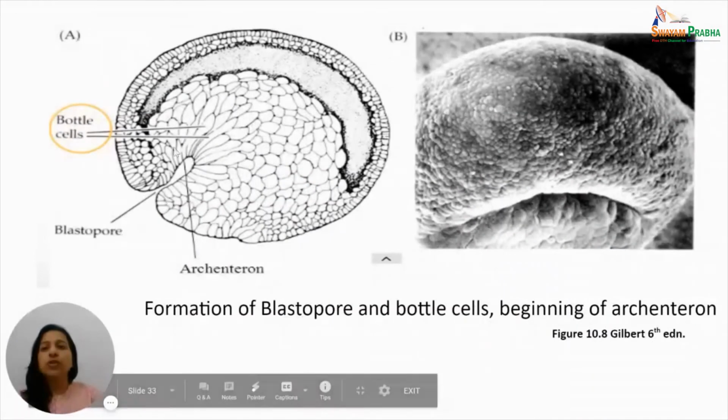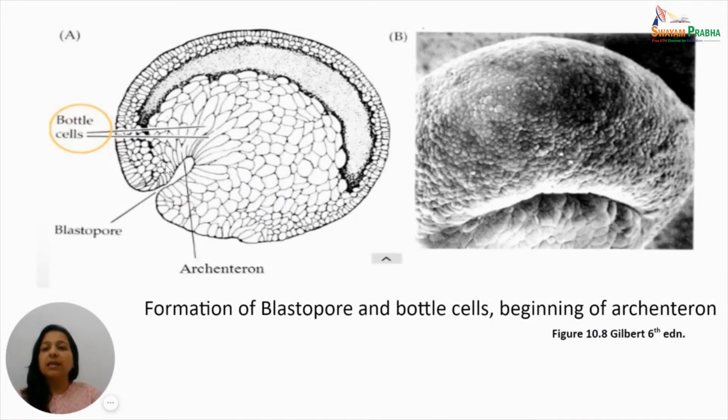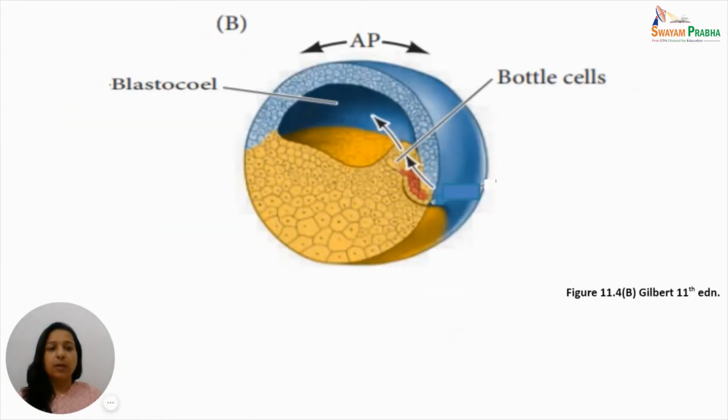This diagram shows the bottle cells here at the entrance of the blastopore, where an archenteron, or the future gut, has also started to begin. This diagram also shows the blastopore, which is a crescent-shaped structure present on the future dorsal side of the embryo. Now, before we begin further, we need to understand two important terms with respect to gastrulation of Xenopus.